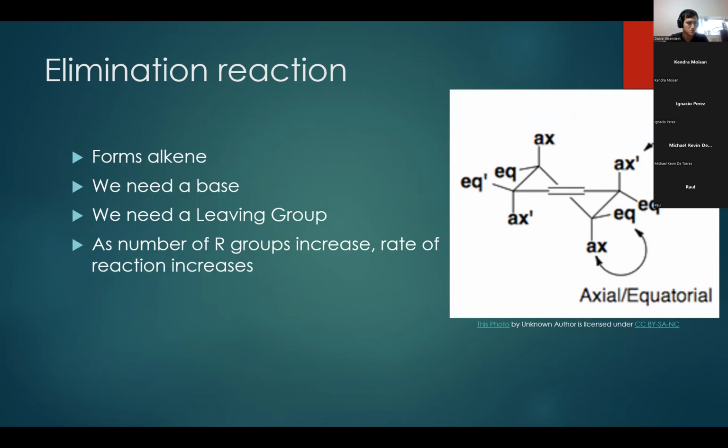So in an elimination reaction, we need two things. Okay. A leaving group and a base. For an elimination reaction, we need two things: a leaving group and a base. Very, very important. Okay. So it forms an alkene. And then for both E1 and E2, increasing substitution is going to increase the rate of reaction. Okay.